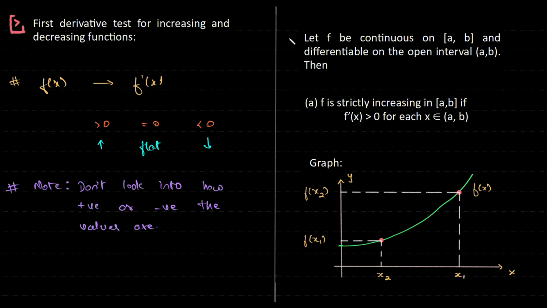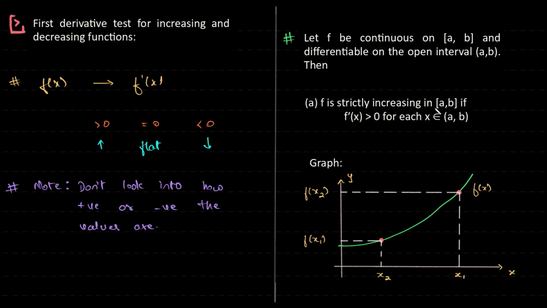Now let's start off with an official introduction to what we are discussing. Let f be continuous on [a, b]. I hope you understand what continuous is: there is no breakage and we can draw the graph from a to b without lifting the pen. And f is differentiable on the open interval (a, b). So here it is a closed interval, and here it is an open interval.